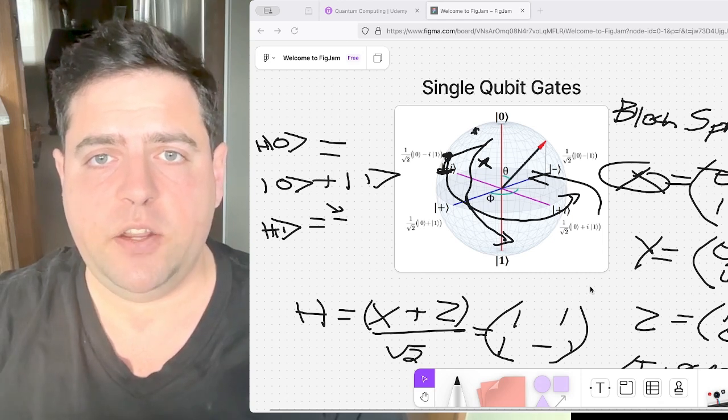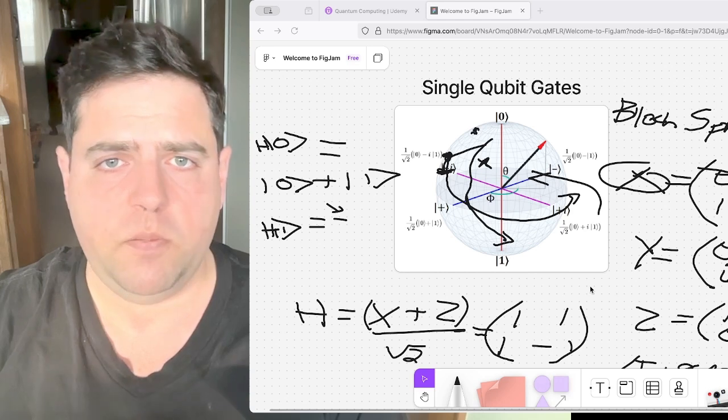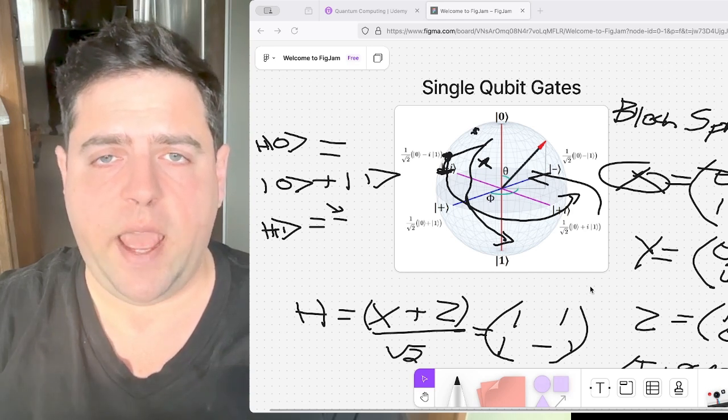So I hope you've enjoyed the more mathematically detailed view of the single qubit gates. I'm going to continue with that sort of thing before we do more complicated algorithms like the QFT. So next time we're going to do multiple qubit gates and look at control gates and things like that.